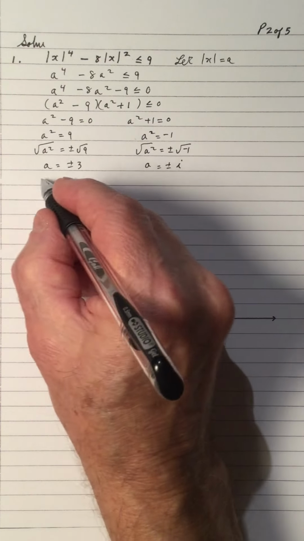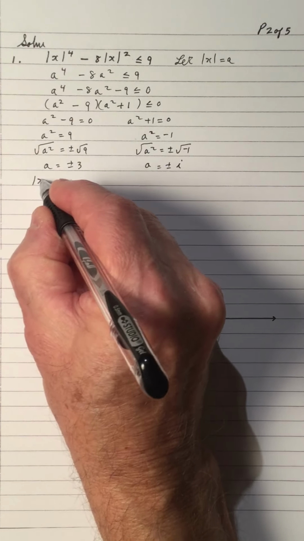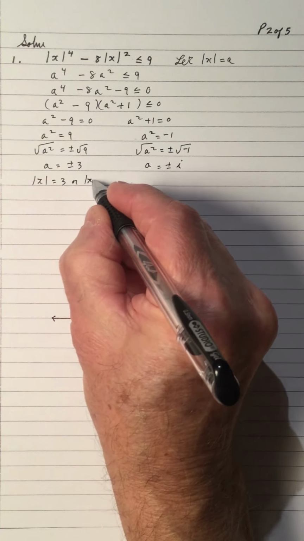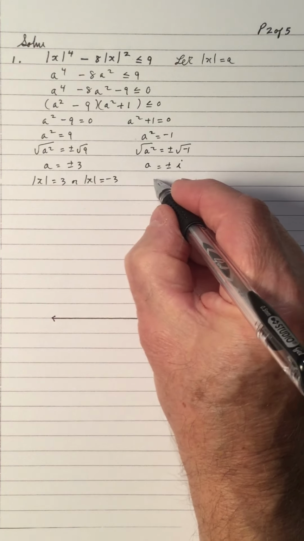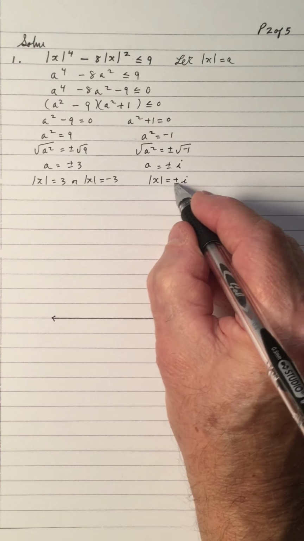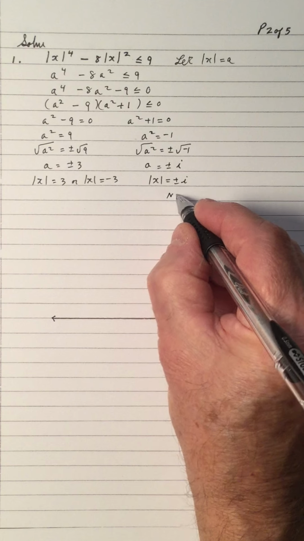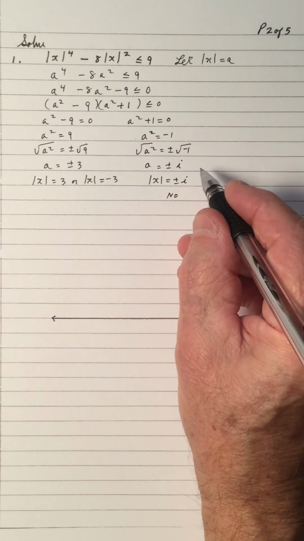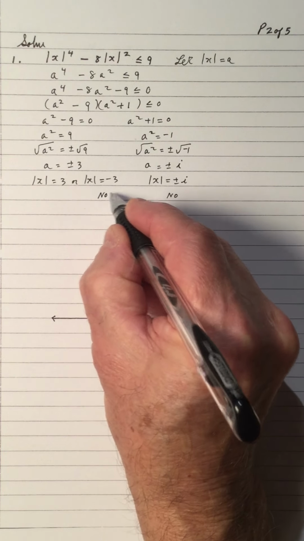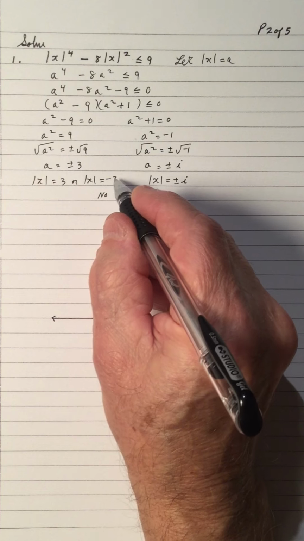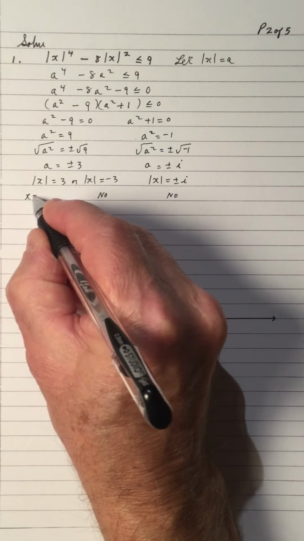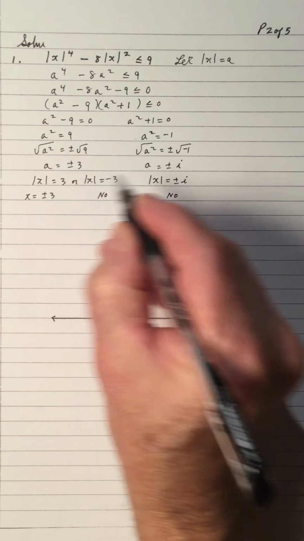So what we have is that a, the absolute value of x, equals 3, or the absolute value of x equals negative 3, and the absolute value of x is equal to plus or minus i. Let's deal with this one first. These are imaginary numbers, so we can't deal with that. We're only dealing with real numbers. The absolute value of x is negative 3, and that's a no, can't deal with that because the absolute value is always positive. So that means the absolute value of x is equal to 3, so x is equal to plus or minus 3.